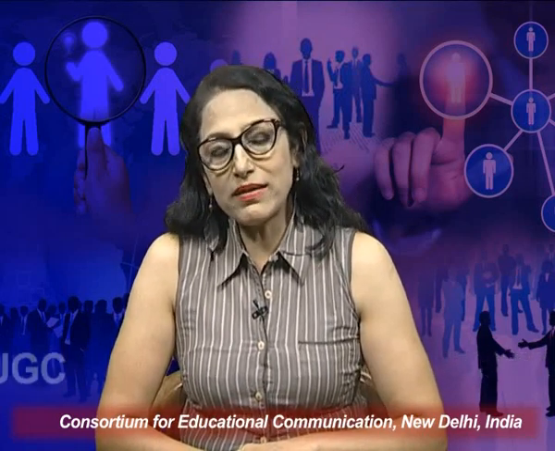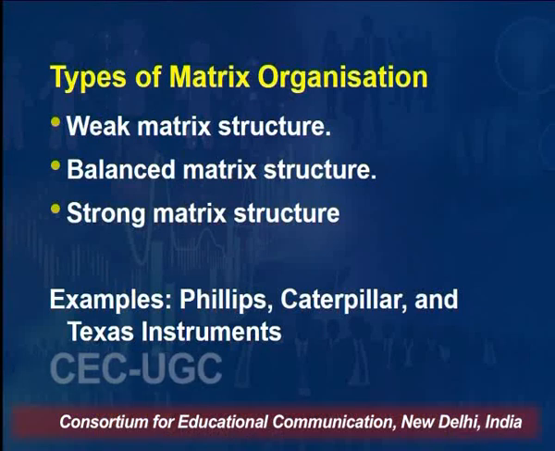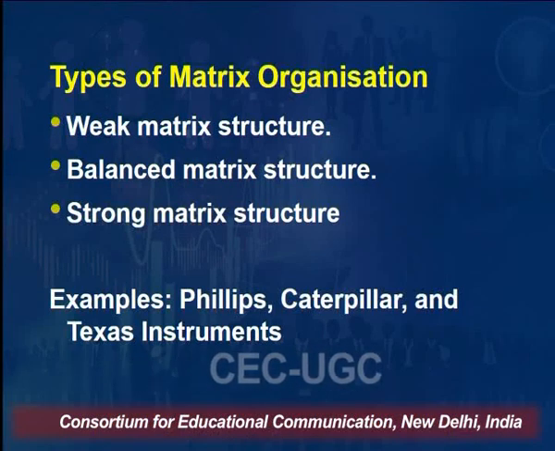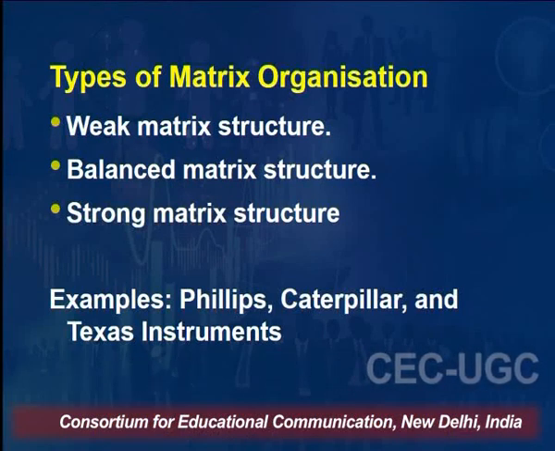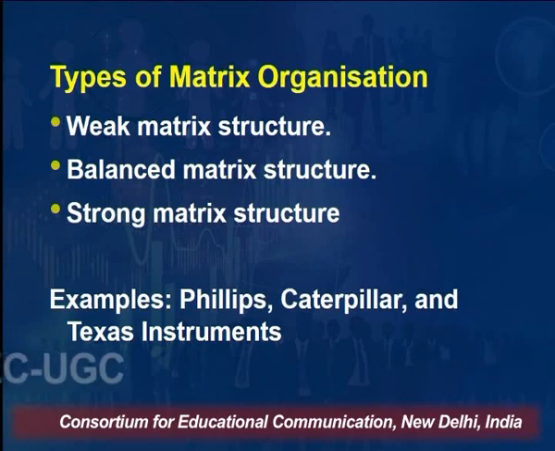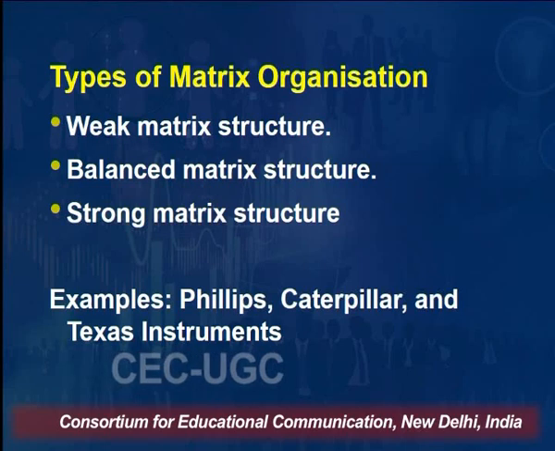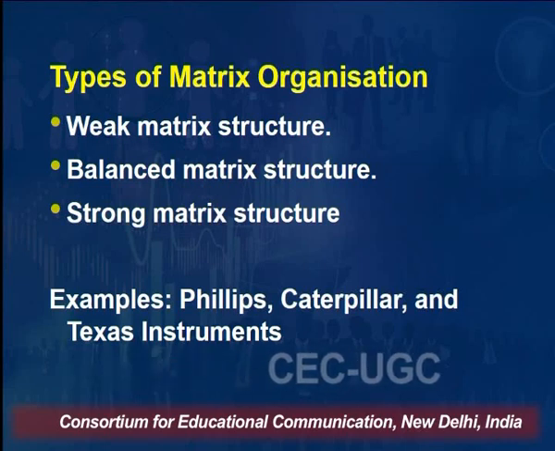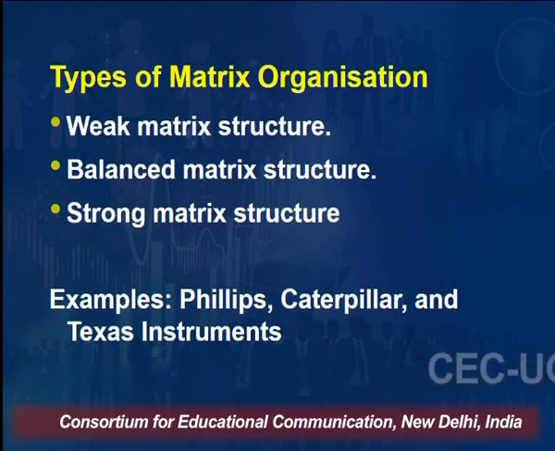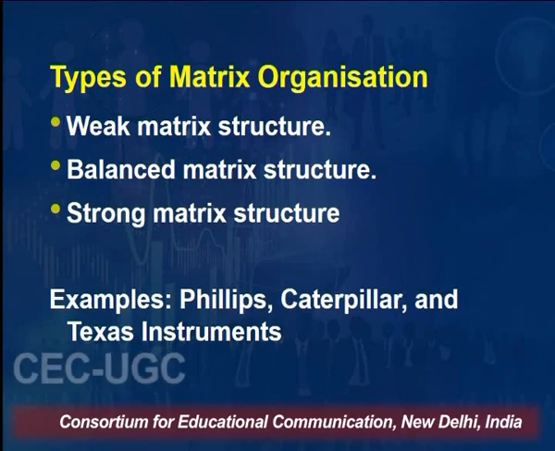Okay, so now that matrix organization could be a very weak matrix structure, as an organization may have very strong matrix structure or could have just a balanced one. So on that basis we divide the matrix organization into 3 types. This is the division of modern organization structure further under the matrix category. So weak, balanced and strong.